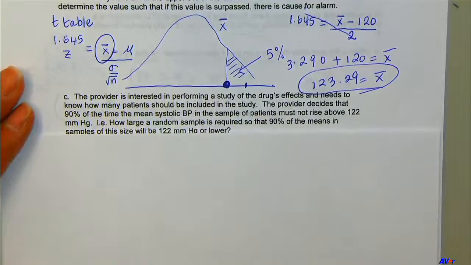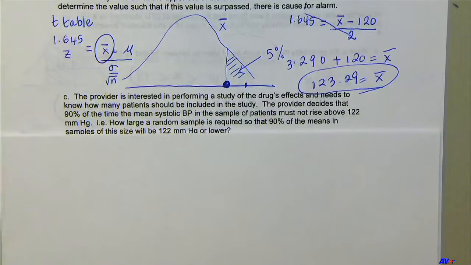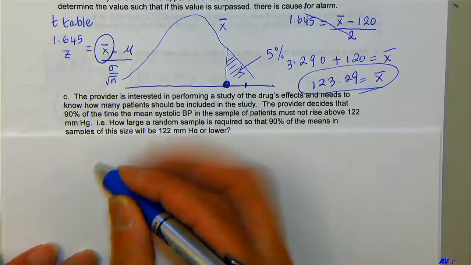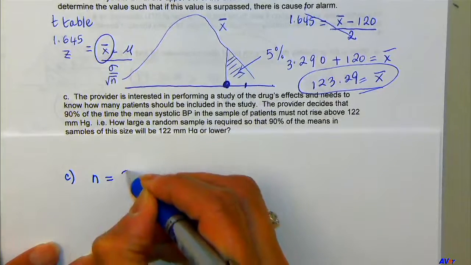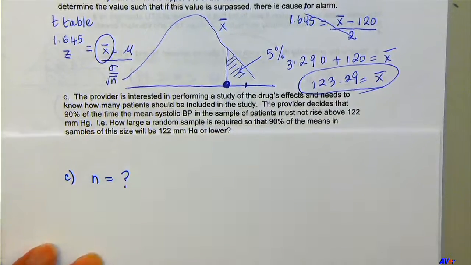So the provider is interested in performing a study of the drug's effects and needs to know how many patients should be included in the study. So in this part C problem, n is unknown. How many patients? n is unknown. I don't know what my sample size is.